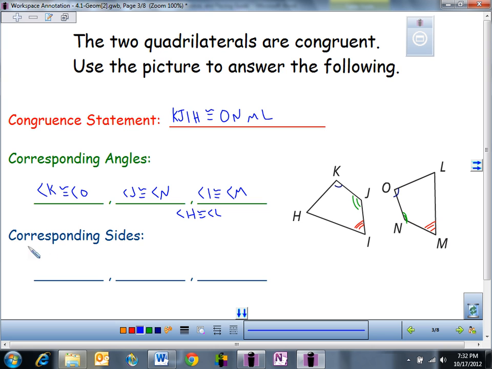Then we need our corresponding sides. So the top is KJ, is congruent to ON or NO, it doesn't matter. And these are segments, so I need to have the segment bar on the top. JI is congruent to NM, and again, those are segments. IH is congruent to ML, and the last pair, HK, is congruent to LO.